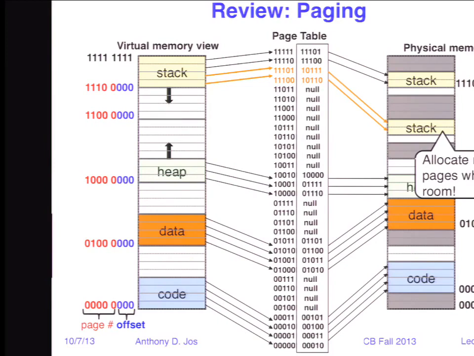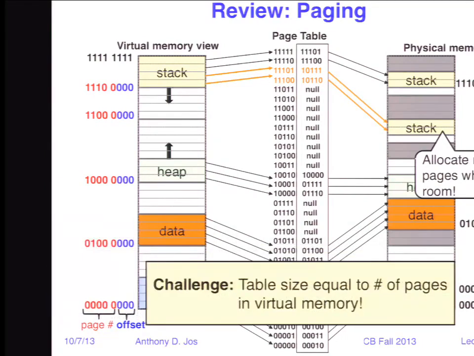All right? So the challenge here is the size of our table is going to be equal to the number of pages that we could have in virtual memory. So especially when we get to very large architectures like a 64-bit virtual address space, right? If we had to have a page table for that that was all in memory, it would be larger than the size of memory that we could afford to buy. Okay? Any questions about segments or paging? Yes?